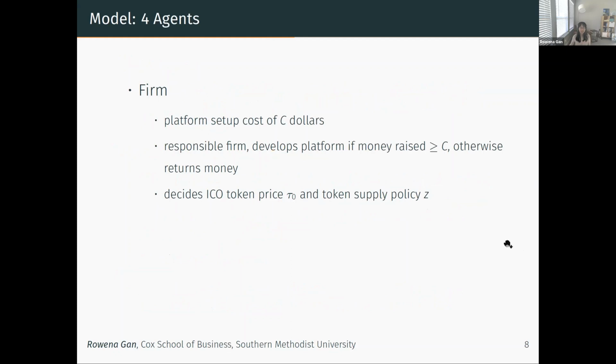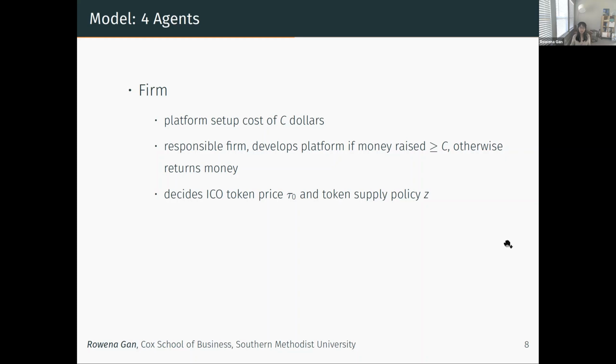So now, let's take a look at the model. We have a highly stylized model. It is a multi-period model. We have 4 agents. First of all, there's a firm that builds and operates a service platform that brings together 2 types of users, the service providers and the customers. The firm incurs a fixed setup cost of $C. It is a responsible firm as it develops a platform as long as the ICO proceeds can cover the setup cost. Otherwise, it just returns the money to the speculators.